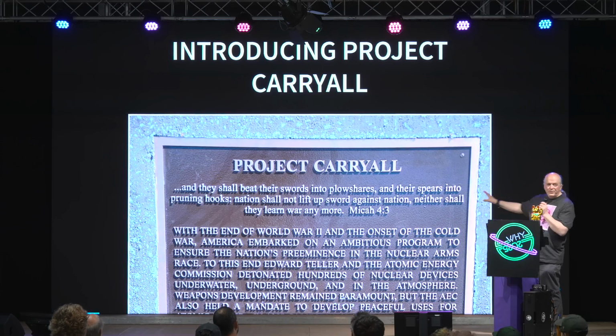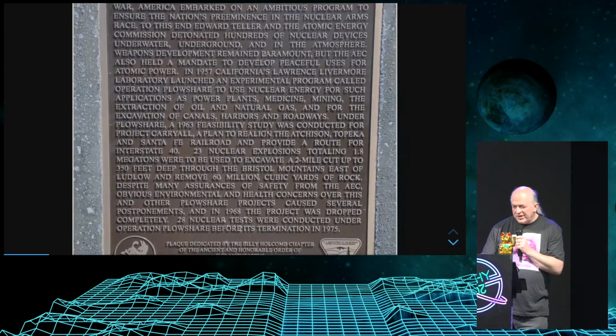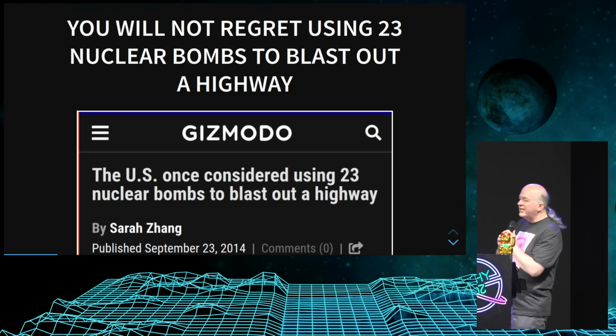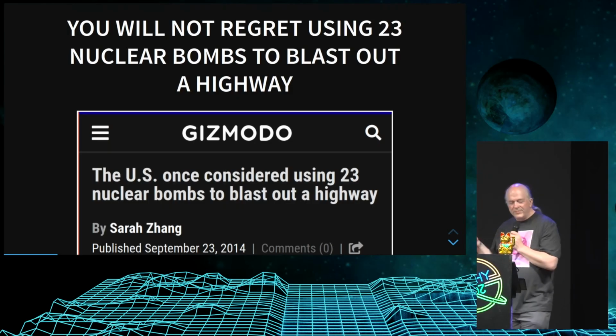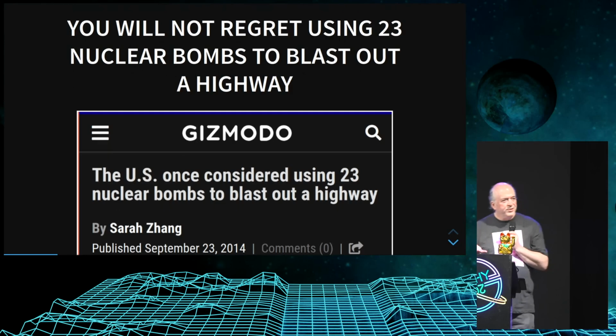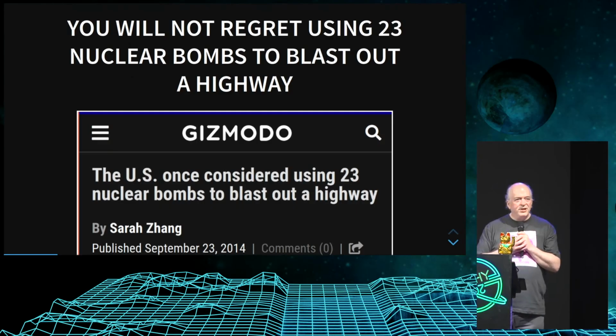So, in the California desert is this mysterious plaque. It's a marker. There's a really interesting website of markers of significant things, events, and activities. Project Carryall was an interesting plan. So after World War II, there were a lot of technological advances, developments like rockets. Rockets happened, and nuclear bombs.